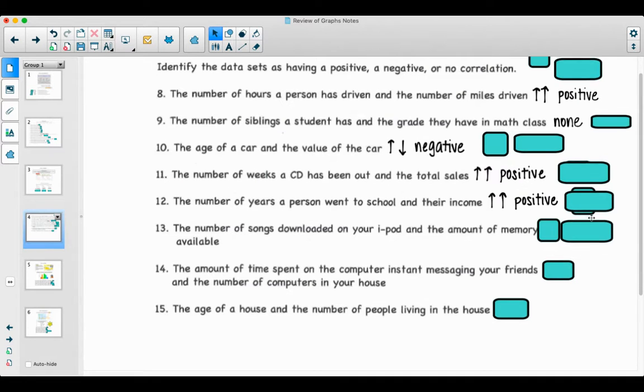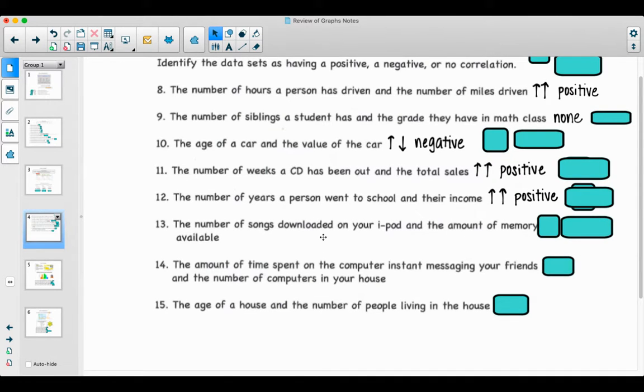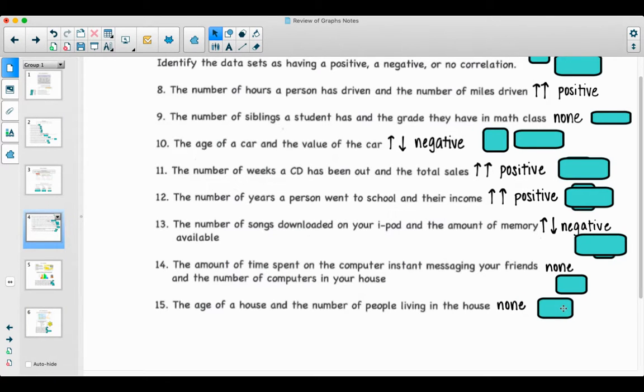Obviously not always true. The number of songs downloaded on your iPad and the amount of memory available. The more songs you download, the less memory you have. So we would have a negative correlation. Two more. The amount of time spent on the computer instant messaging your friends and the number of computers in your house. There's no correlation between that. And the age of your house and the number of people living in the house. Once again, no correlation between those sets of data.